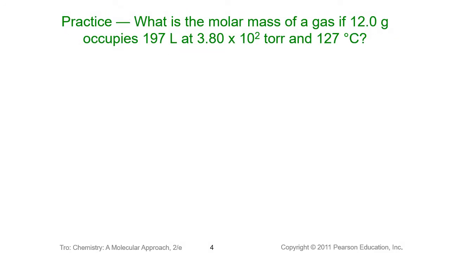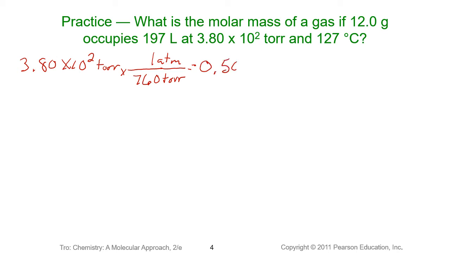Here's a practice for you. See if you can calculate the molar mass of a gas. Pause the video and attempt your calculations. Let's start by converting our pressure. So 3.80 times 10 to the second torr. We have to convert from torr, which is 760 torr in 1 atmosphere.